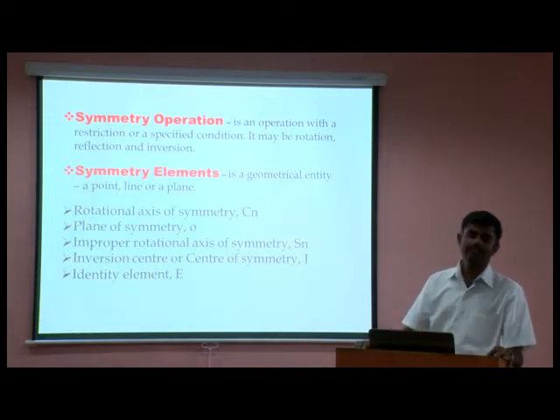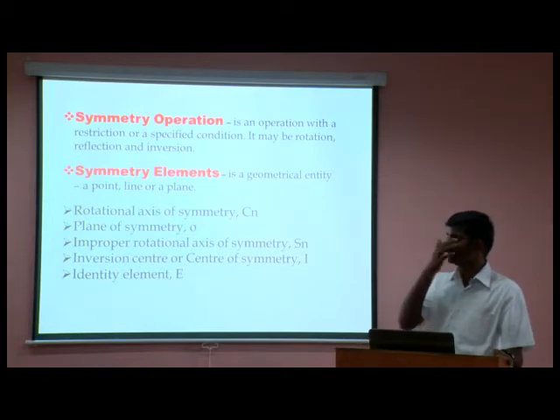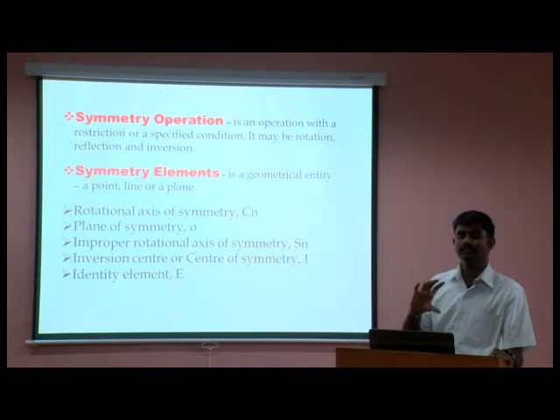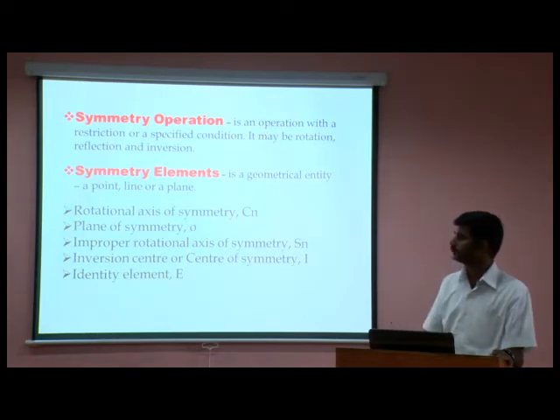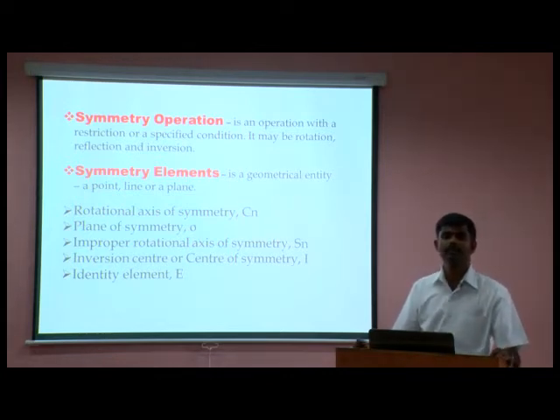And if a molecule has a center of symmetry at a particular center point, and with the help of that center point we invert the molecule, then it is said to be an inversion center. And the identity element is nothing but a do-nothing operation. That is, we should not do any operation, or the molecule should be rotated by 360 degrees. So either doing nothing or rotating by 360 degrees is said to be the identity element.